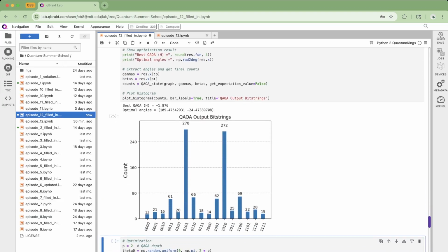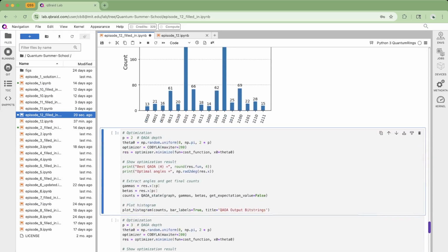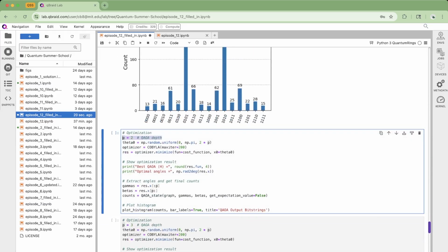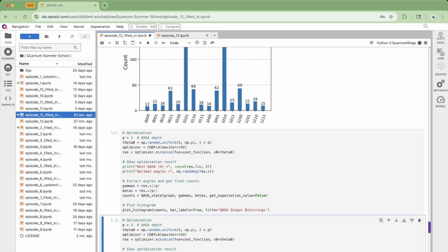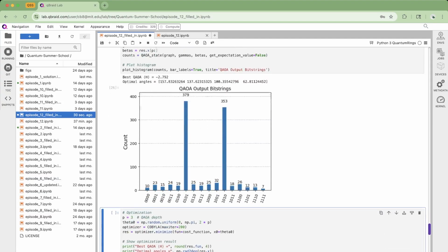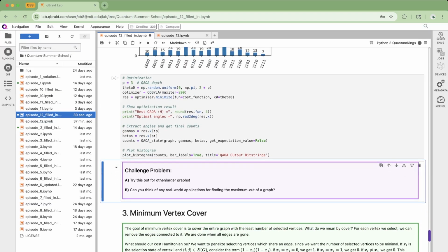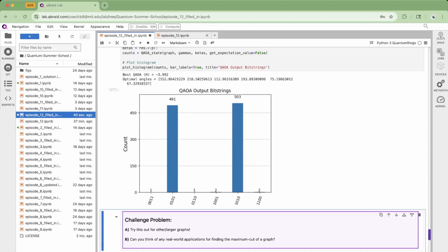So here we can see that we measured mostly 0, 1, 0, 1 and 1, 0, 1, 0. So that's excellent. That's exactly what we talked about before. That was the result that we were hoping for. Now we can see if we increase the depth, so p equals 2. This gets even better, a little bit better. We can do another layer too if we want. And now it's even better. So the more layers you do, the better your approximation is going to be.